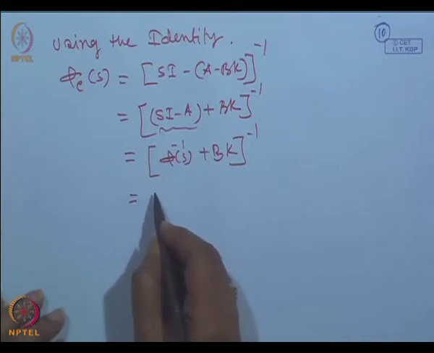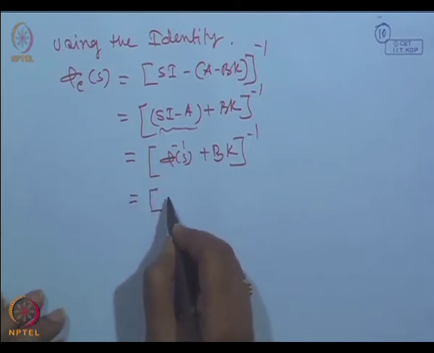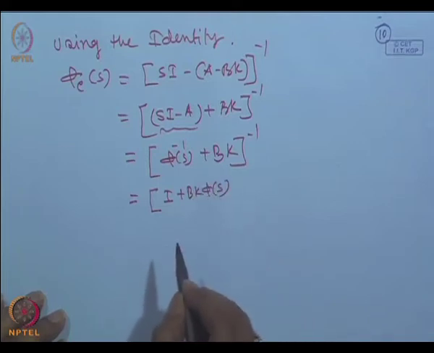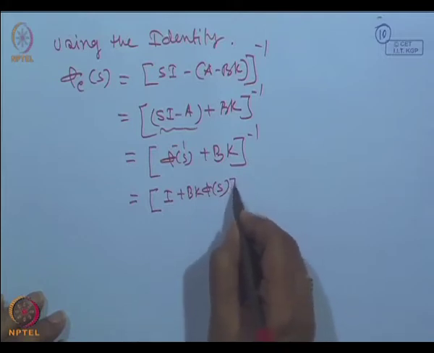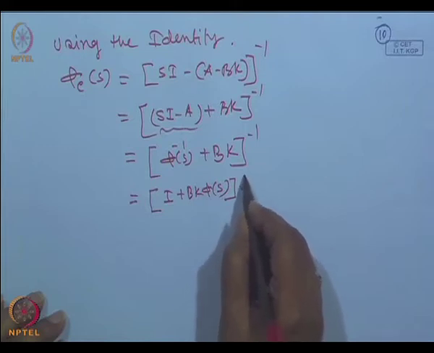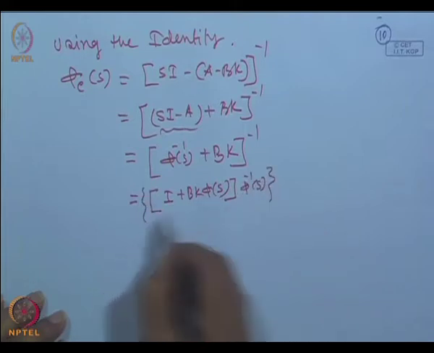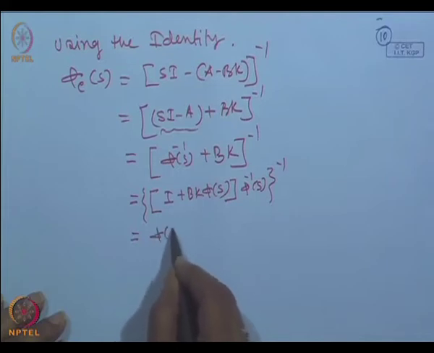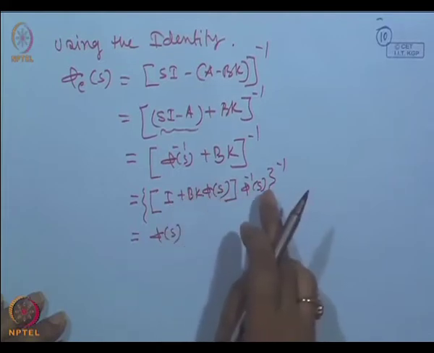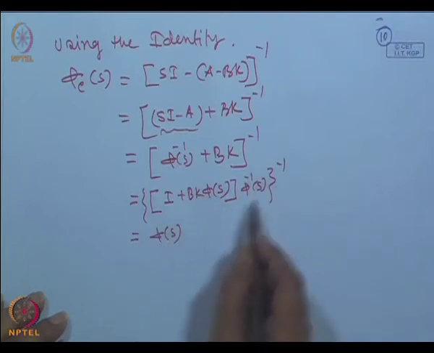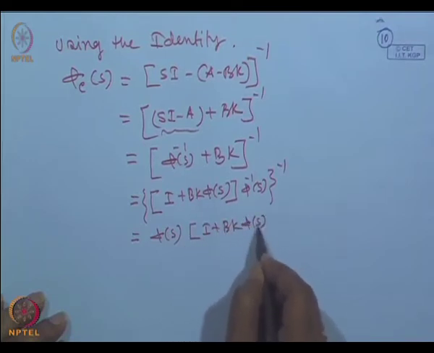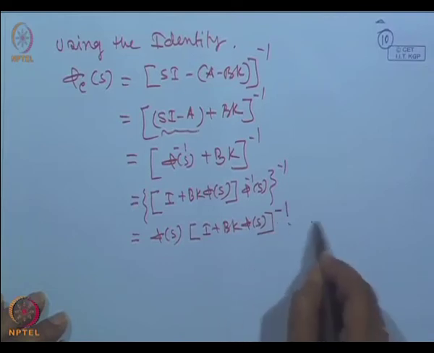So if you take phi of S common, then it is phi of S times (I plus B k phi of S) whole inverse. Since for A into B whole inverse we write B inverse, A inverse in reverse order, this inverse is phi of S times (I plus B k phi of S) whole inverse. Let us call this equation number 11.